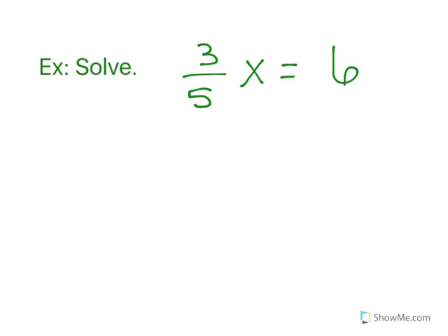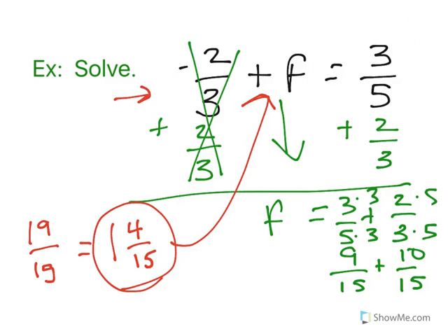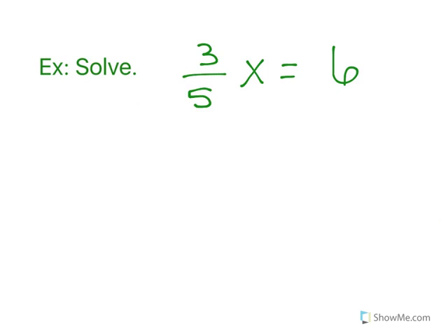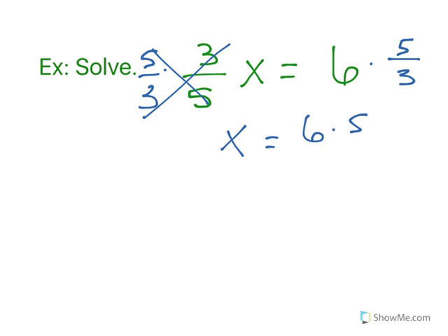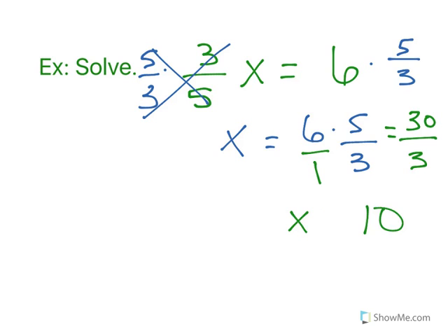My next example says 3/5 times x is going to equal 6. Just like we did in this example with the multiplicative inverse, or the reciprocal, we're going to do the exact same thing. In order to cancel out the 3/5, we're going to multiply by 5/3, because this will make 1. So I'm left with x is going to equal 6 times 5/3. Please remember, put a 1 underneath the 6 so you know how to multiply correctly. 6 times 5 is 30. 1 times 3 is 3. And I know 30 divided by 3 equals 10. So x is going to equal 10.